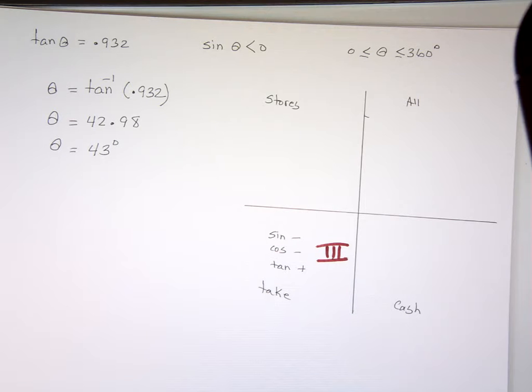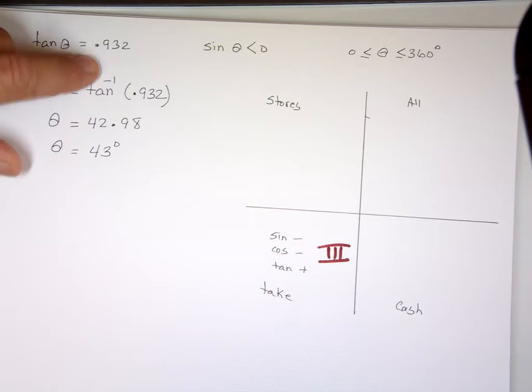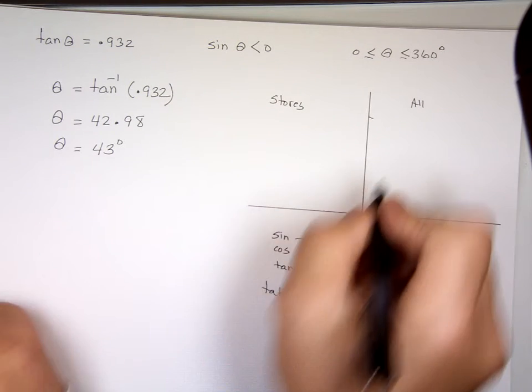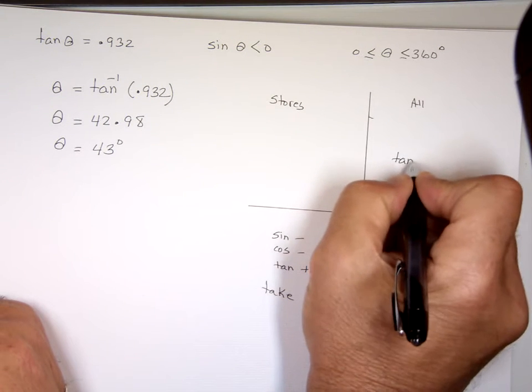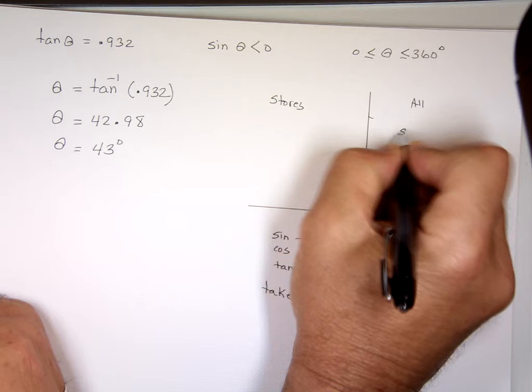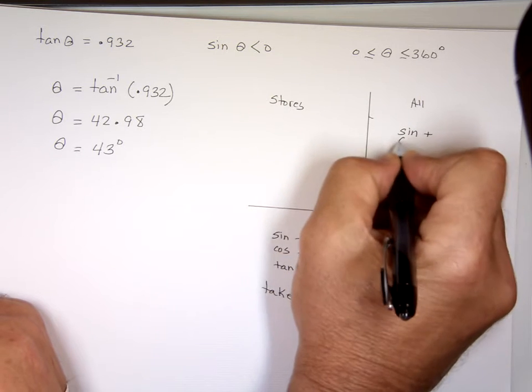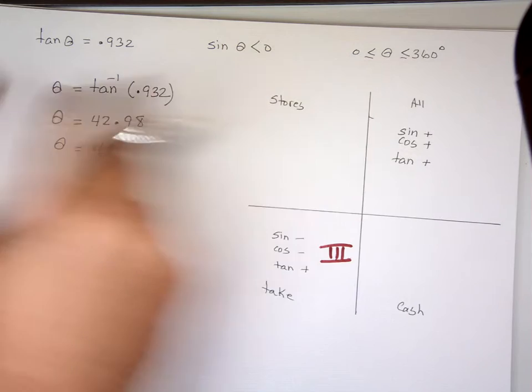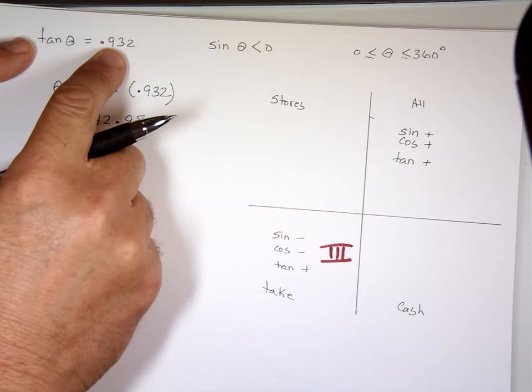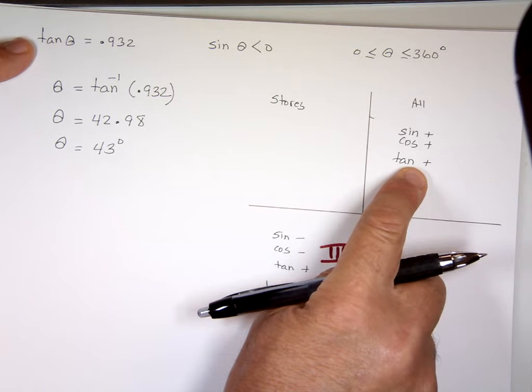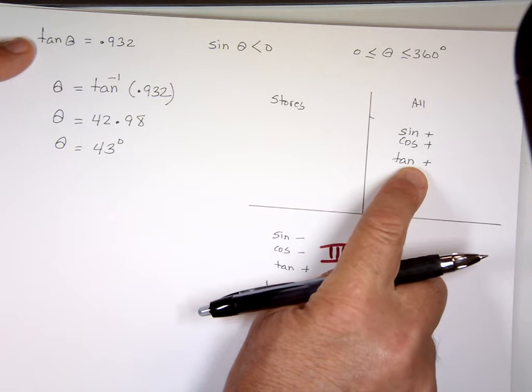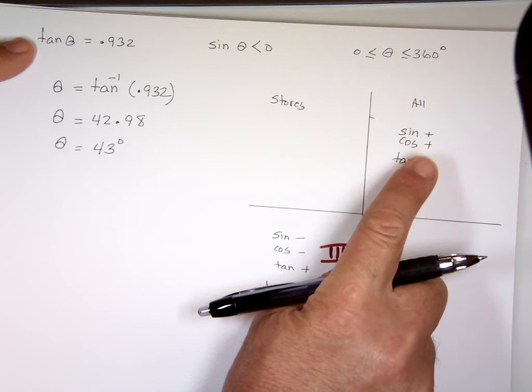What I did there, I told you where the tangent is positive. I know the tangent is positive here. But the sine is positive here also, and the cosine is positive here. So when I type the inverse tangent of 0.932, the calculator gave me an answer right there. I'm not interested in that one. I want it where the sine is negative in this quadrant.